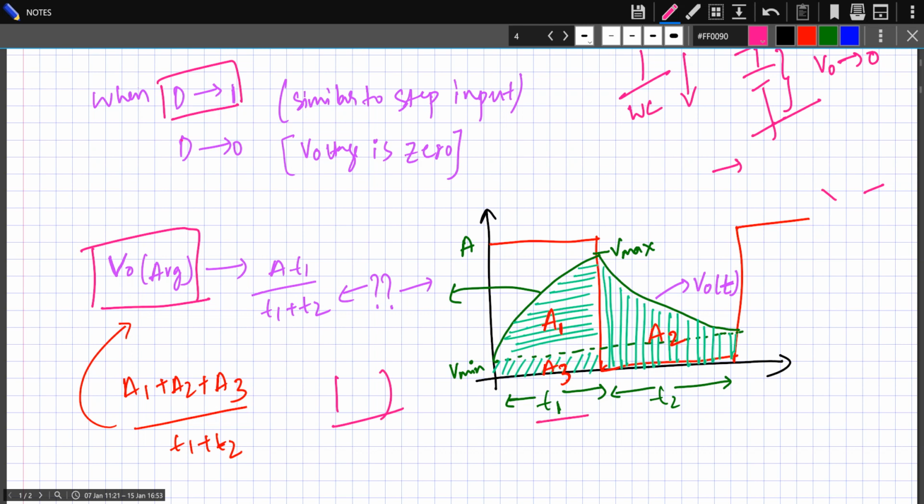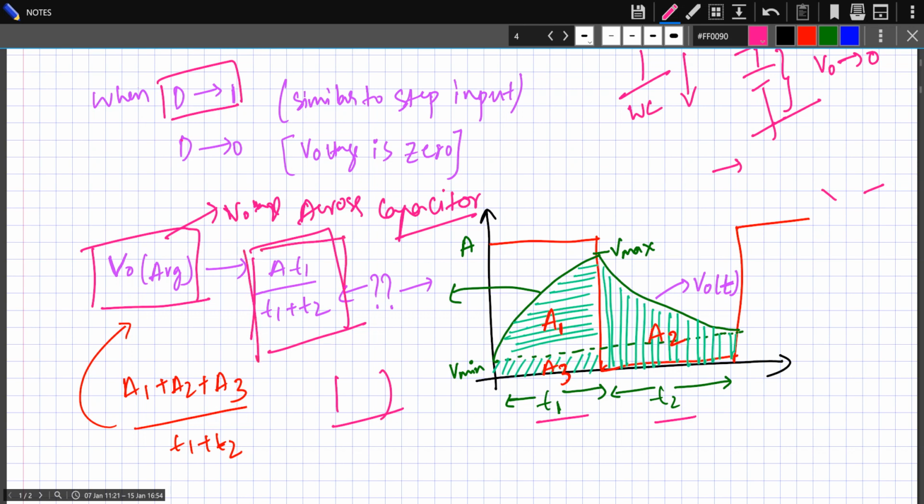The time taken is T1 plus T2. So after doing that, you will get this voltage. So what is the output voltage? It is the voltage across the capacitor. Because we are measuring the voltage across the capacitor, the output voltage is the voltage across the capacitor, and this is the voltage across the capacitor irrespective of the time period.